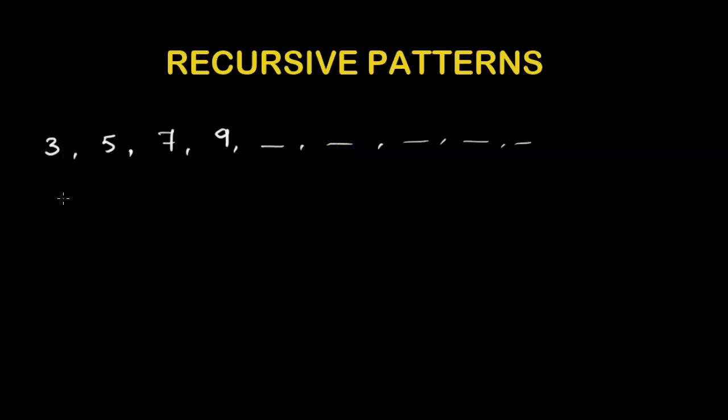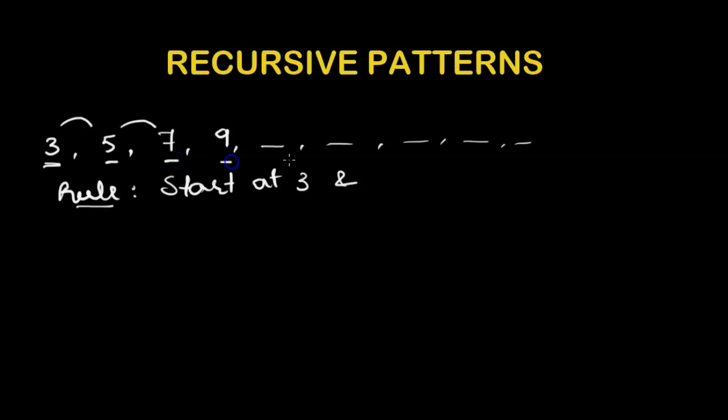Here, the rule is simple. Whenever we are describing the rule of a recursive pattern, we always tell its start number. So we would say start at 3, and we would see how the pattern is changing, or how we get the next terms in the pattern. These numbers can also be called terms of the pattern.